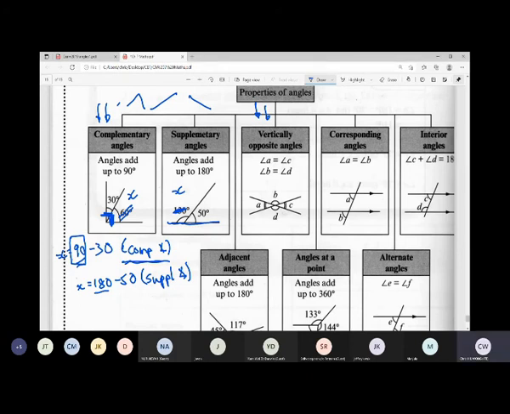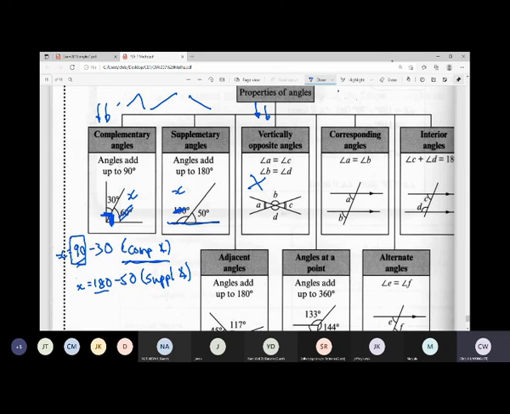Right. So the next one is vertically opposite angle. Vertically opposite angle, you don't need calculation. Vertically opposite angle shows you that as long as you have a cross, it must be a cross. If it's not a cross, you cannot apply a vertically opposite angle.